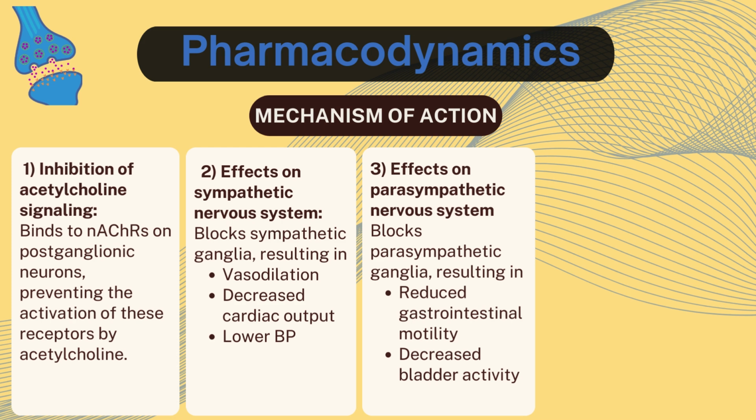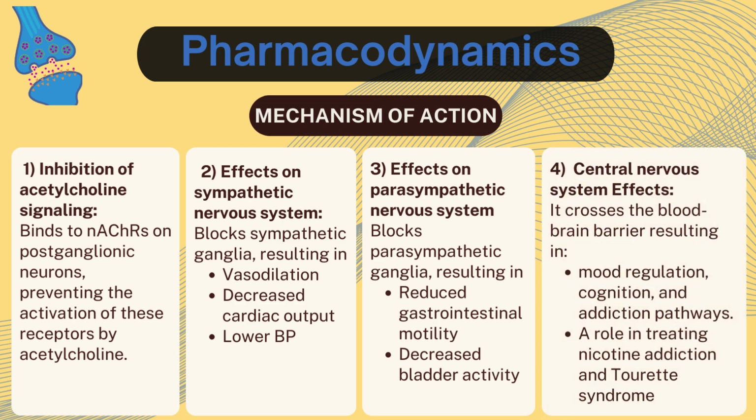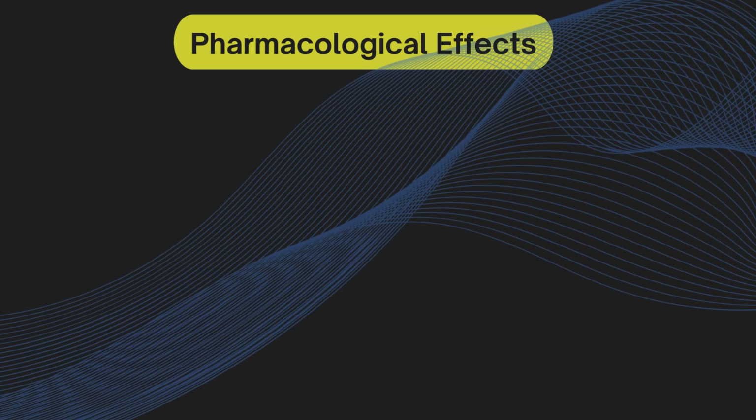Last but not the least, it has some central nervous system effects. It crosses the blood-brain barrier, resulting in effects on mood regulation, cognition, and addiction pathways, with a role in treating nicotine addiction and Tourette syndrome. Now we will discuss the pharmacological effects of mecamylamine on our body.